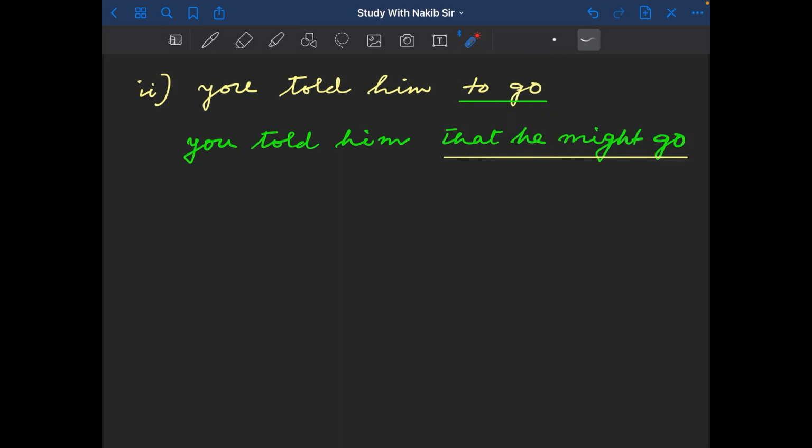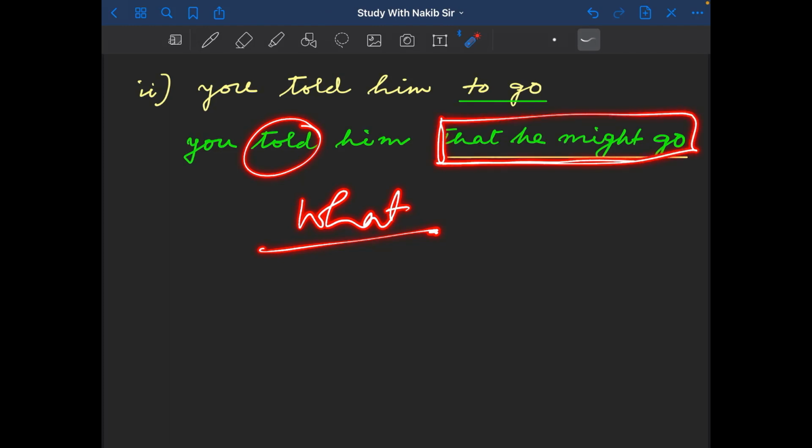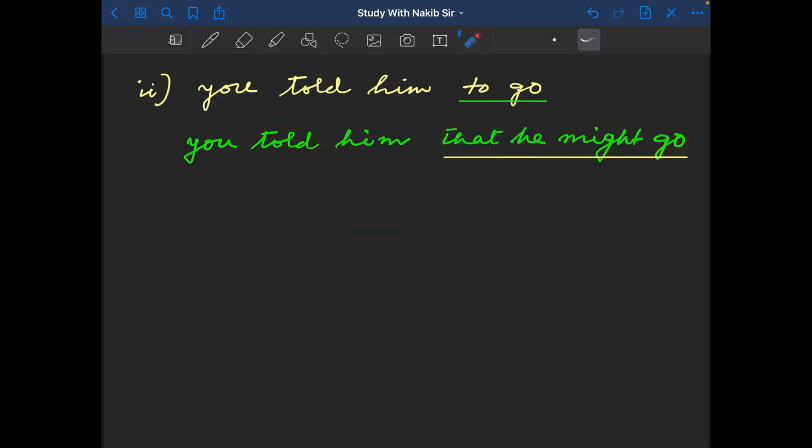That he might go, what is the function of this part? Now come to the verb to identify the function. You told him. Question this verb with what? What you told him. And this one is the answer. So it is an object. So this is the clause and this is an object. So this is a noun clause. And as this is a noun clause and the expanded form of this infinitive, it is a noun infinitive. Okay.